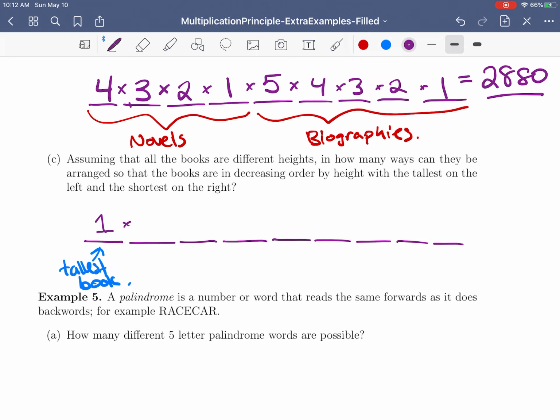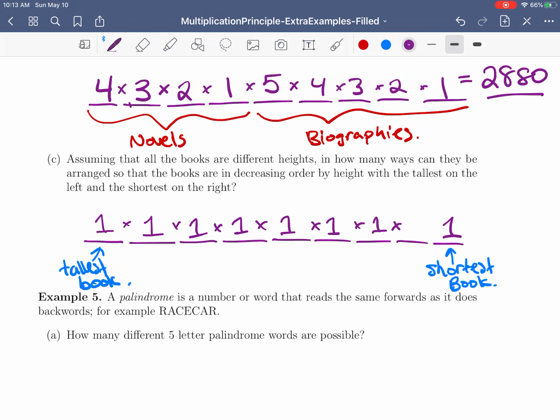Similarly, the second tallest book has to go in the next spot. Well, they're all different heights, so there is a second tallest. There's exactly one of them. Again, if we go down to the end here, this is going to be the shortest book. And again, there is a shortest book. They're all different heights, so don't forget that. So there's going to be exactly one. So every spot is determined by their heights.